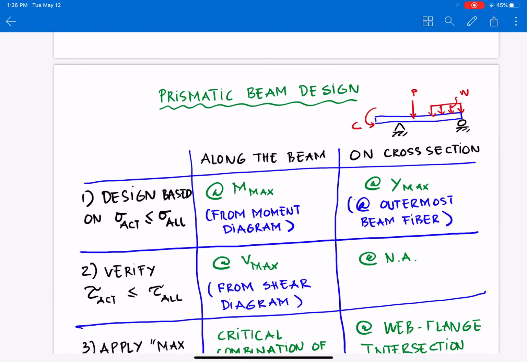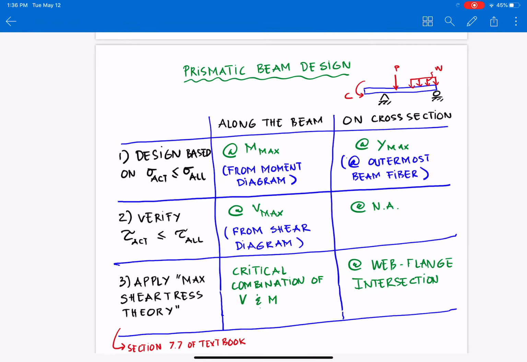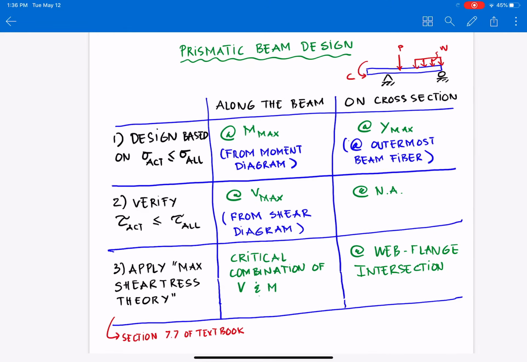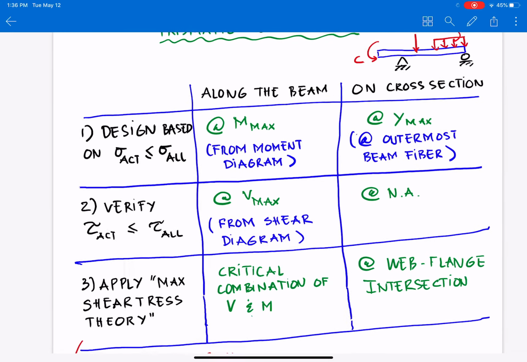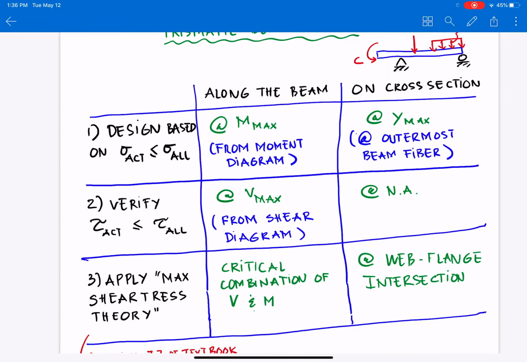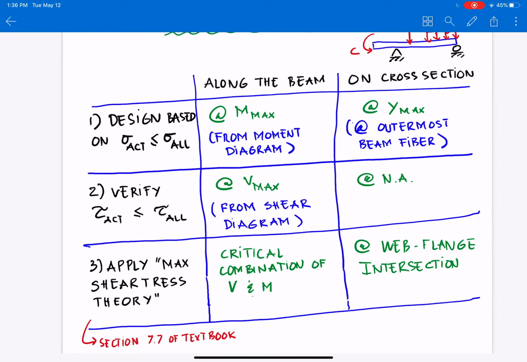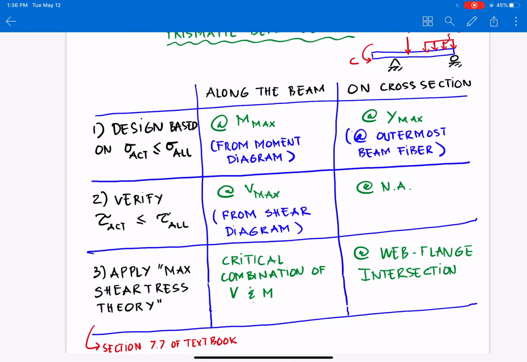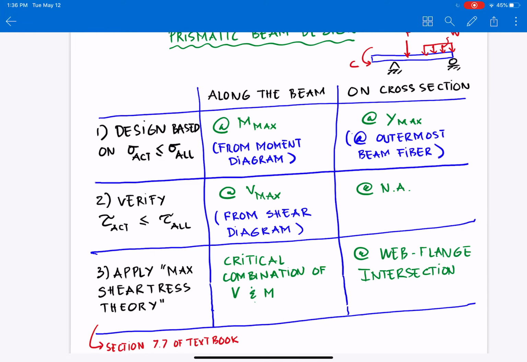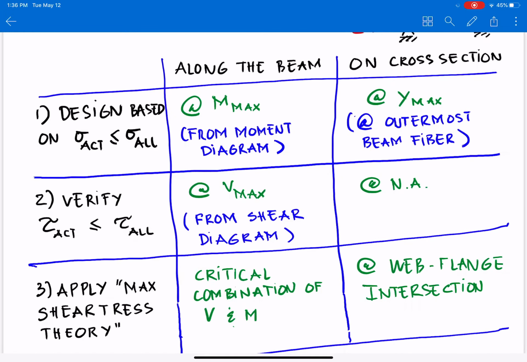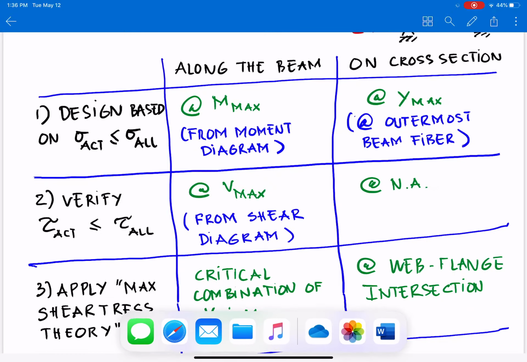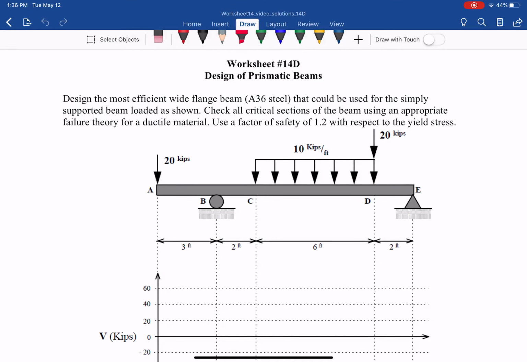As you can see from the note here, for prismatic beam design we have 3 steps: the design based on the internal bending moment, then we verify with the transverse shear stress, and then apply the maximum shear stress theory. With all of this we need to draw the moment diagram first, before we go to the first step, design based on sigma actual less than sigma allowable. So with that, let's draw the diagram.